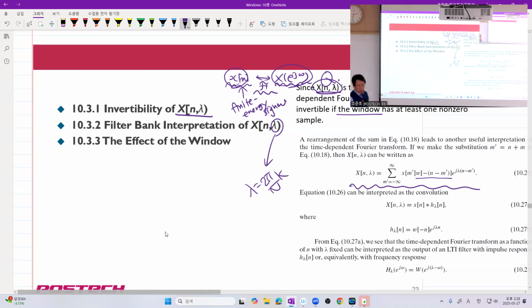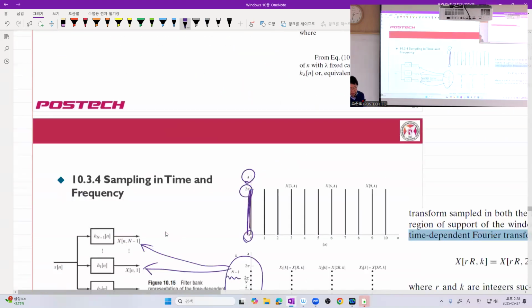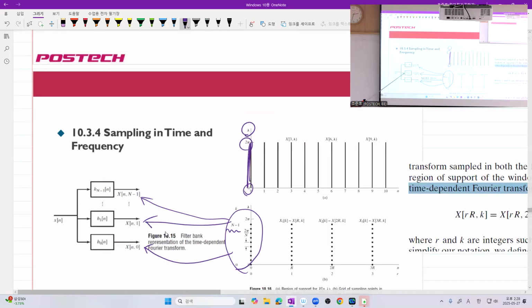So be careful. The time-dependent Fourier transform is not necessarily evaluated by the DFT or FFT. We can evaluate it that way if the window is time limited, and also we want to evaluate at some fraction of 2 pi, an integer multiple of 2 pi over N. When we evaluate this way, we may call it the short-time Fourier transform.